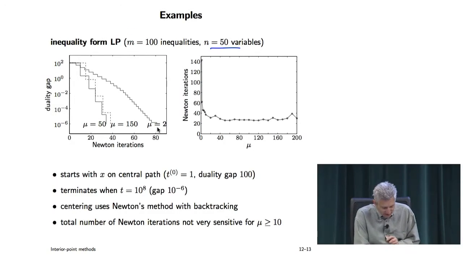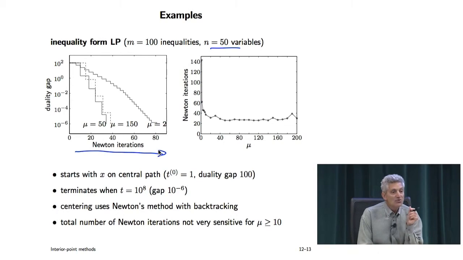Here it is. Now, I have to explain exactly what these are. This shows duality gap, and these are like little staircase plots. What you have to understand is I'm counting Newton iterations here, and so the width of a tread is the number of Newton steps required, right?